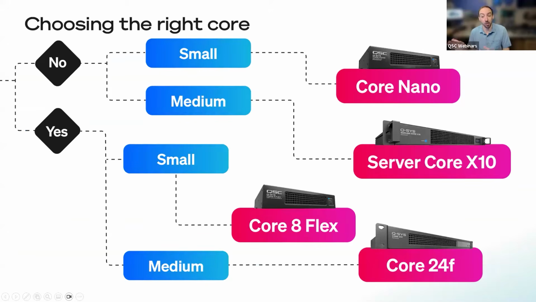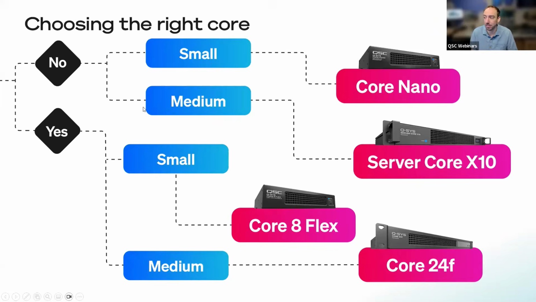So going back to the final part of our decision tree. If we don't have any of that physical IO and it's a small room, then we can pick out the Core Nano. With a medium room, you're picking something like an X10 or maybe a Core 24, depending on whether or not that has physical IO. If it's a small room with physical IO needs, then you can go with something like a Core 8 Flex or an NV32 core mode.